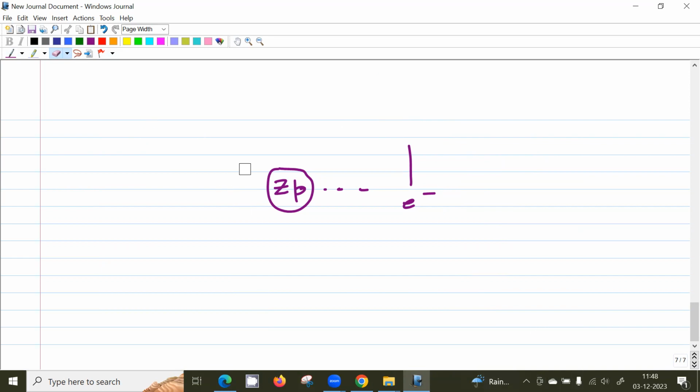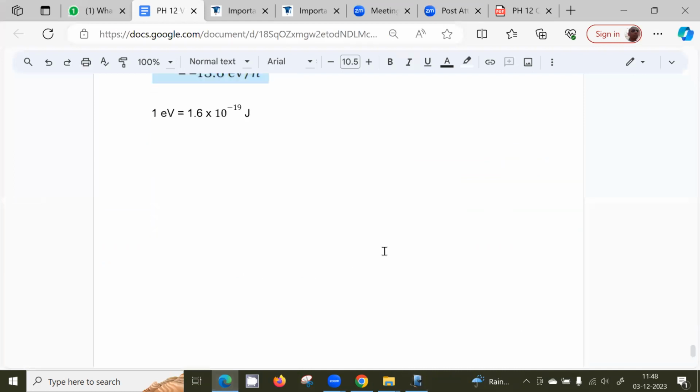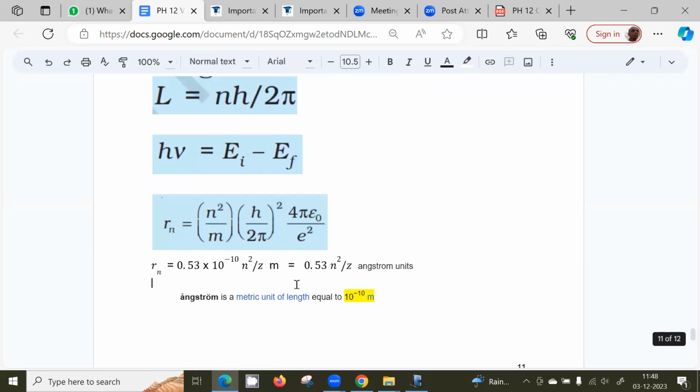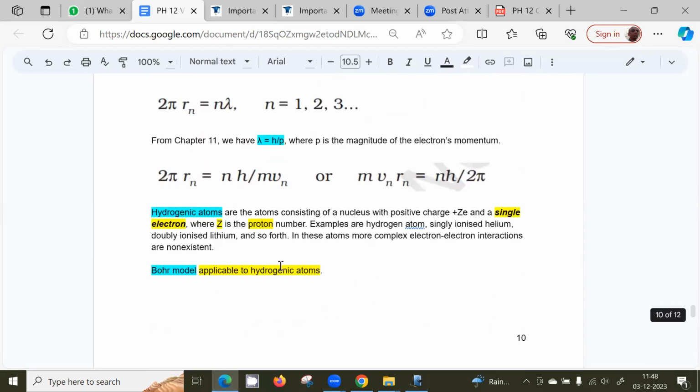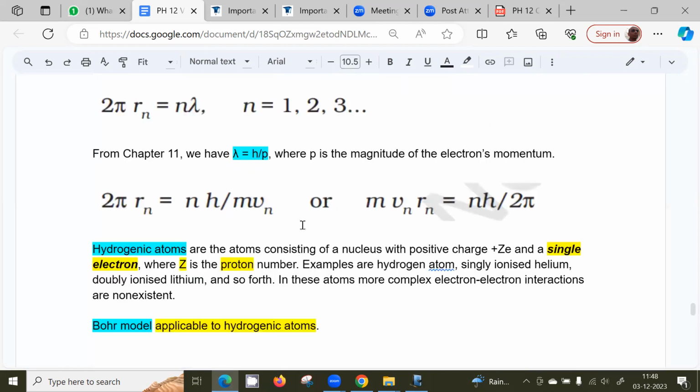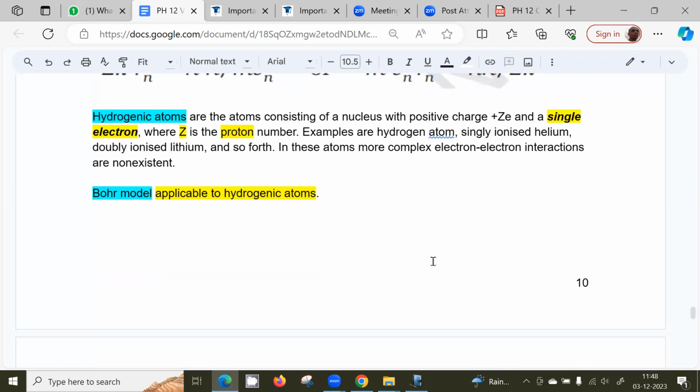So these atoms are called hydrogenic atoms. They have a nucleus of Ze, but only a single electron. If there are multiple electrons, it's simply complicated. Bohr model is not valid.